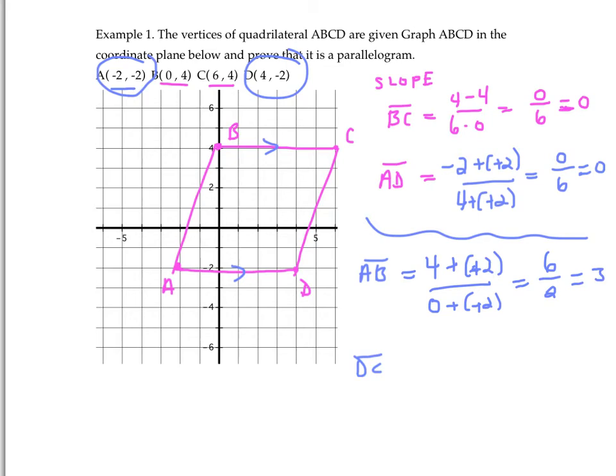Okay, finally, find the slope of line segment DC, so the last 2 points. And let's set it up as -2 minus 4 over 4 minus 6. Okay, -2 minus 4 is -6. 4 minus 6 is -2. And when you divide that out, we get +3. So again, we have the same slope. These two lines are opposite and parallel to each other. Both pairs of opposite sides are parallel, so we have a parallelogram.